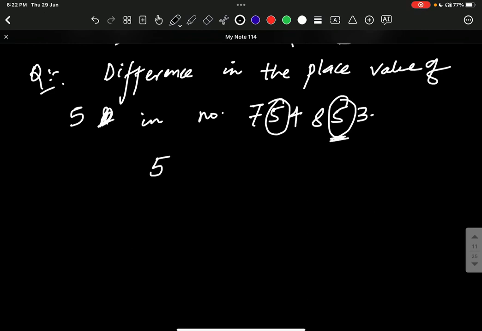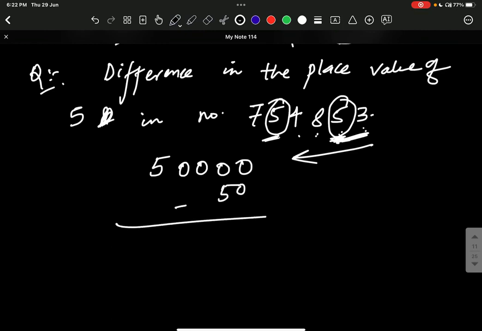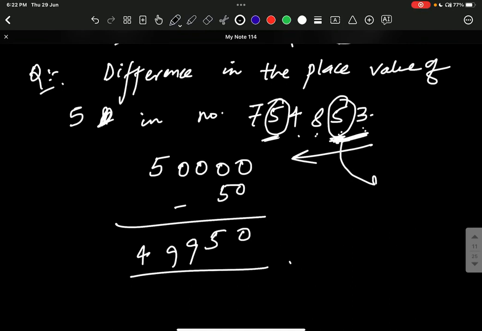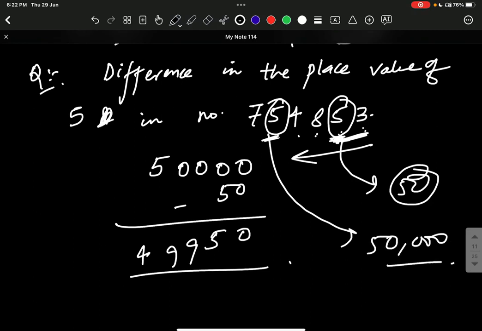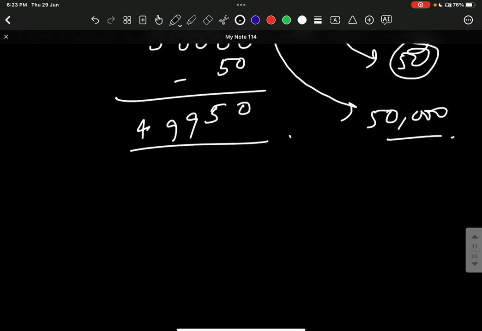So this 5 is at 5, 0, 0, 0, 0, and the next 5 is at 50. यानी कितने जीरो हो गए, यहाँ से चेक करिए 1, 2, 3, 4, तो मैंने 4 ही जीरो लगाई हैं, और ये वाला सिंपली 50 है। इनका आप डिफरेंस निकालिए, what is it? 49,950. So this is the answer because we can see one 5 is placed at 50 and one 5 is placed at the 50,000th place, and they have asked to find out the difference of the place values.